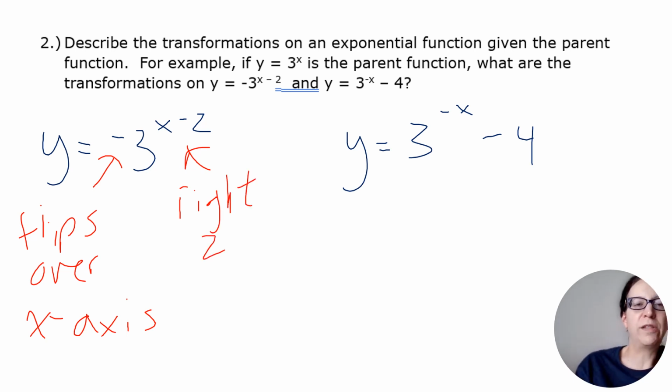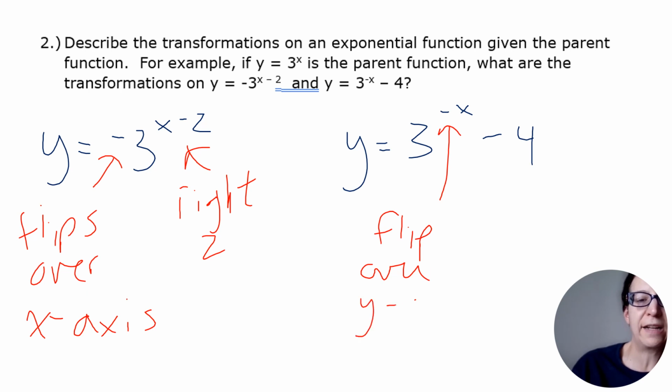If you want to use Desmos to do this, then you look at the y-intercept, which is the best point to look at. This negative on this one is also going to be a flip, but this is a flip over the y-axis. And this, because it is not part of the exponent, means it will go down 4.